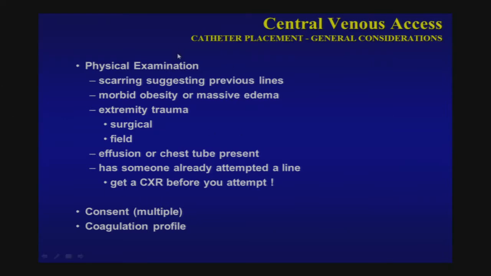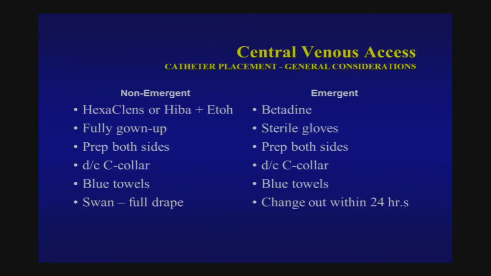Always make sure you have consent for putting in a central line, and always try to have coags if available. For a non-emergent central line, vas cath, whatever you're doing, you take your time. You should spend more time setting everything up and preparing than actually doing it, probably double the time. You want to do this as sterile as possible. If you're in a trauma bay, you get some betadine, throw it on there, try to get some sterile gloves on, and you put it in.